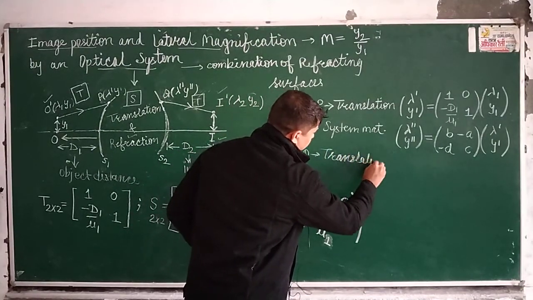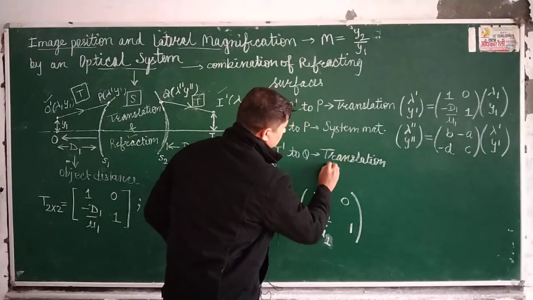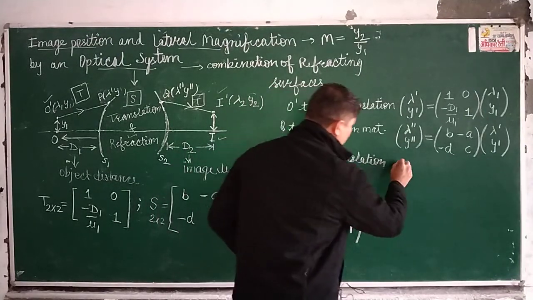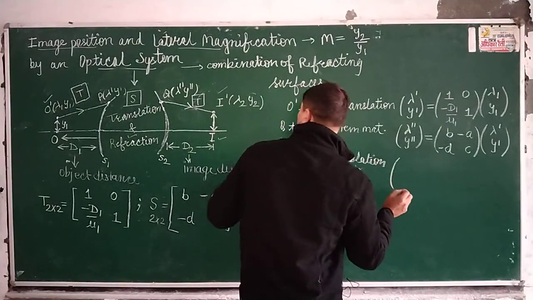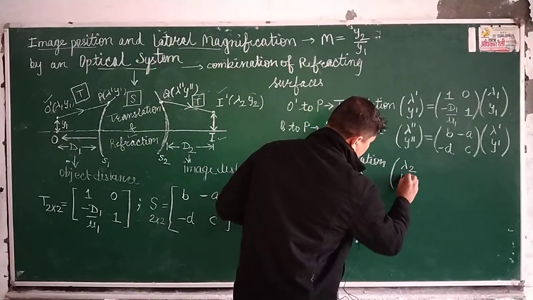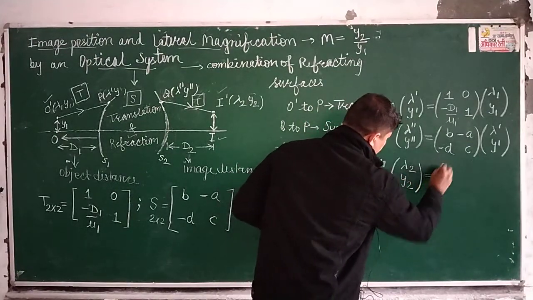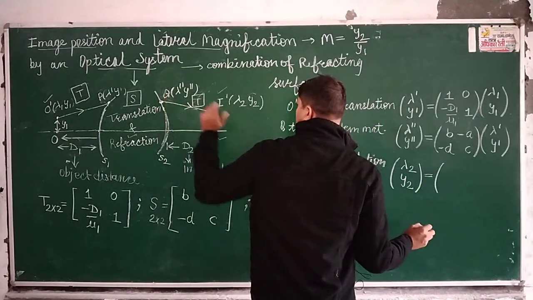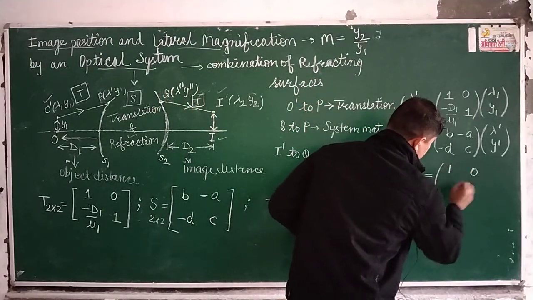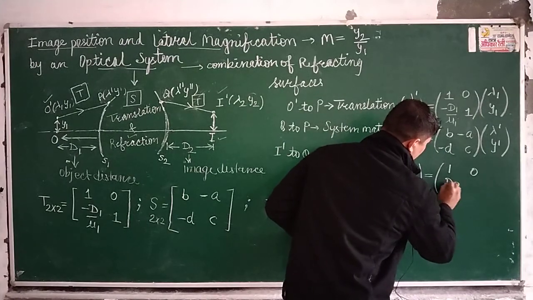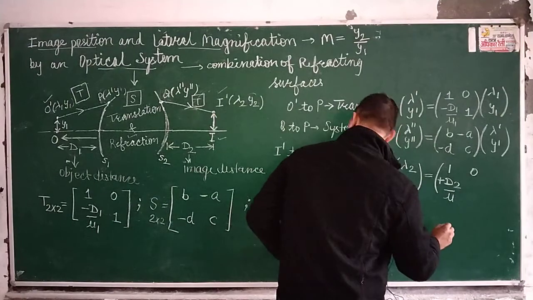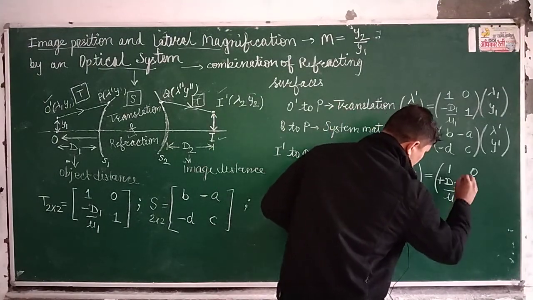So here we will make use of a translation matrix, and again it will be a 2 cross 2 matrix. The coordinates of the image point, that is lambda 2 and y2, are connected with the coordinates of Q through a translation matrix, and that is 1 0, and here d2 is positive, and then the refractive index of this medium is taken as mu1.